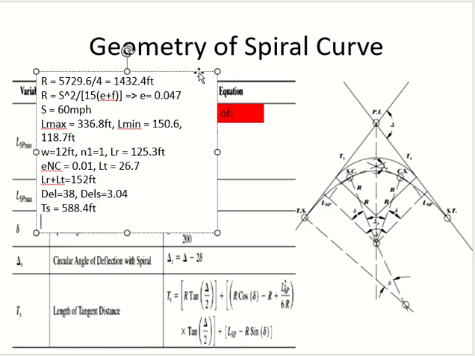Now to calculate the first point, which is TS, tangent to spiral, I'll take the station of PI, which is given in the question, 11 plus 62, minus this length. How much is that?